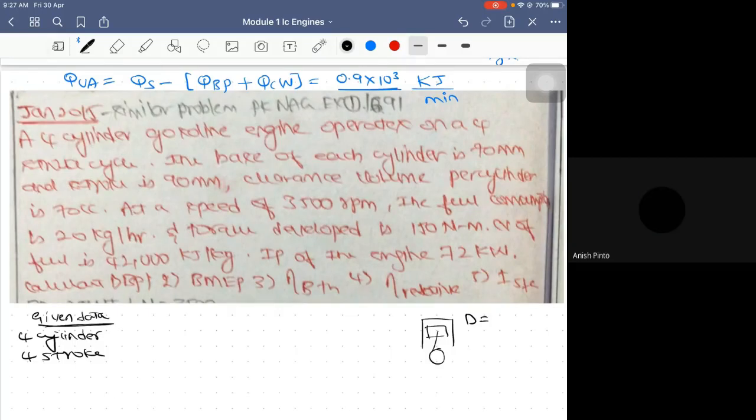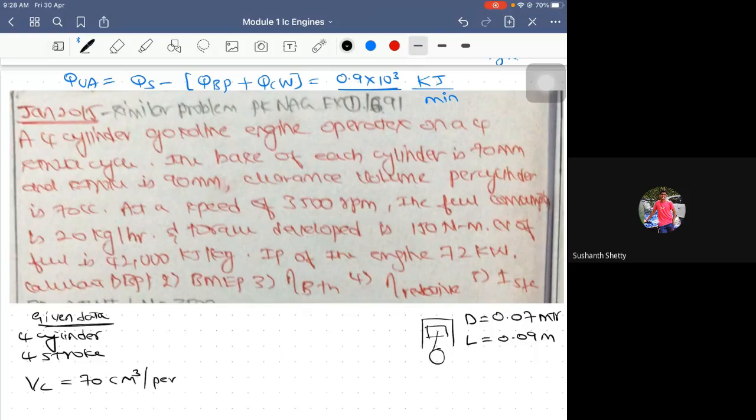In terms of 0.07 meters. Okay. Next, stroke he has given. Stroke is 90 mm, in the sense that is 0.09 meters. Clearance volume per cylinder, he says. Okay, I wrote this down very clearly. VC, clearance volume, is 70 cc, in the sense that is 70 centimeter cube. It is per cylinder. Okay, per cylinder, the clearance volume is so and so.